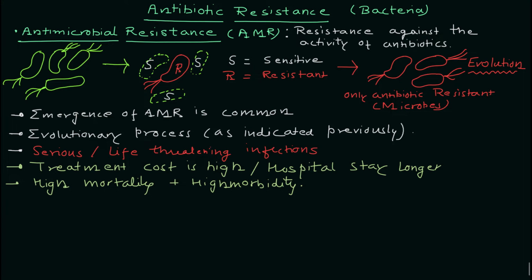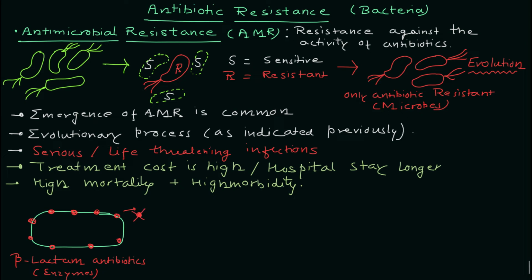So these are some of the important issues. Now let's understand how antibiotic resistance works. Suppose you have a bacterial cell, and the antibiotic is targeting the cell wall. Bacteria can change the cell wall, and now the antibiotic is not effective. An example is beta-lactam antibiotics. They are not effective because the cells have changed their cell wall structure, or they have produced some enzymes that can degrade those antibiotics. So it is not effective.